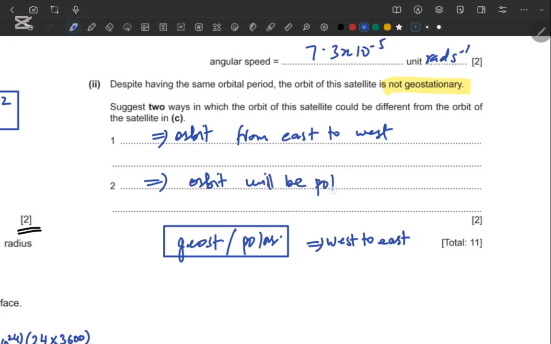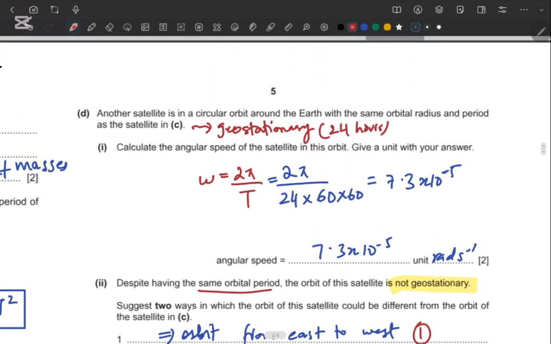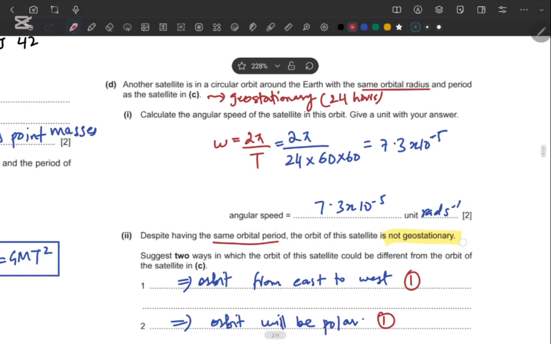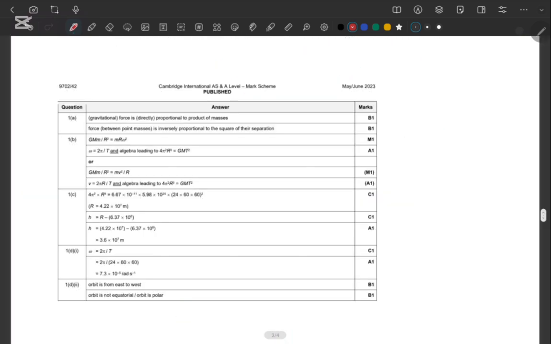Okay, so this here is going to be your first point, and this is going to give you your second point. They've already told you the time period is the same, and they've also told you the same orbital radius, so those things you can't mention here. Okay, so that's it for this question. I'm just going to show you the mark scheme. So here's the mark scheme.